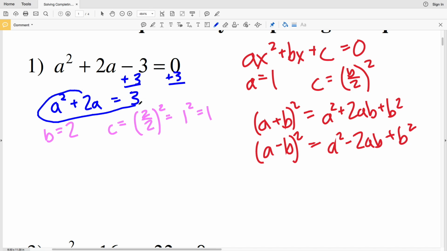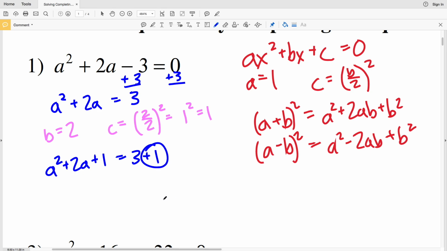So now to this equation, I'm going to add 1. So I'll have a squared plus 2a plus 1. But since I added 1 on the left-hand side, I'm going to also need to add 1 to the right-hand side in order to not change the value of the overall equation. Because of that additive inverse property, c plus a negative c equals 0. So when I added that c value of 1 in, a squared plus 2a plus 1, I also needed to take it away. So I also subtracted 1, and that was equal to 3.